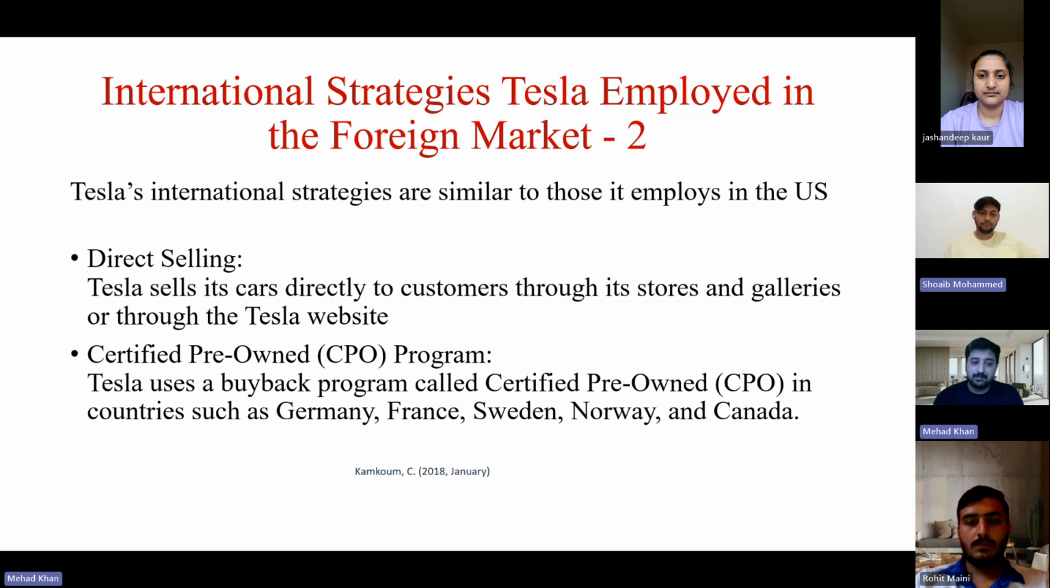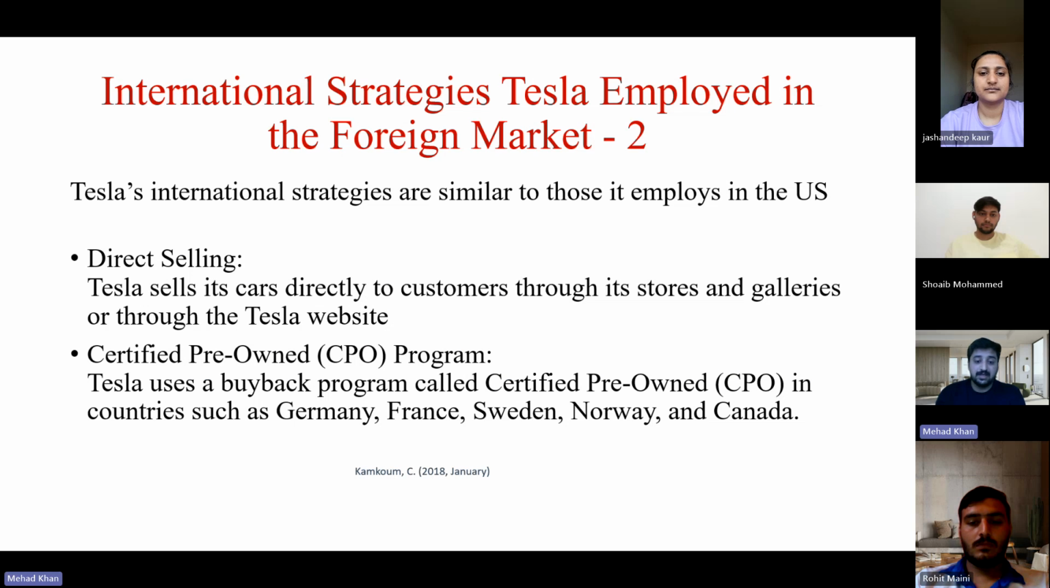Next one is the certified pre-owned CPO program, which you all know in the automobile industry, where instead of buying a new car, you can take a car with the original parts and everything. So there are pre-owned programs in countries like Germany, France, Sweden, Norway, and Canada. Tesla uses a buyback program for these countries as well.